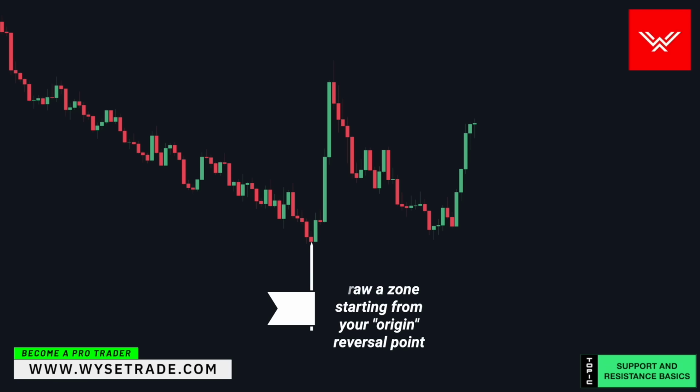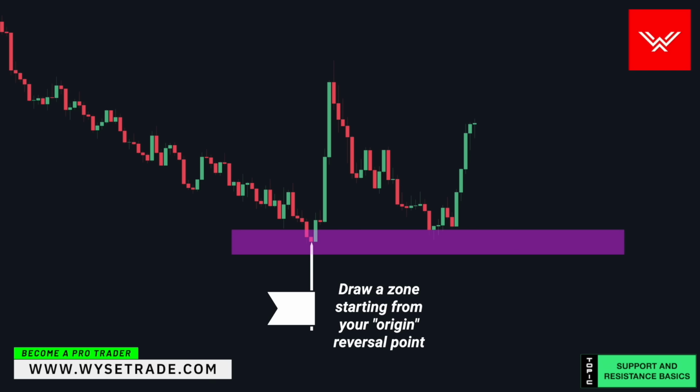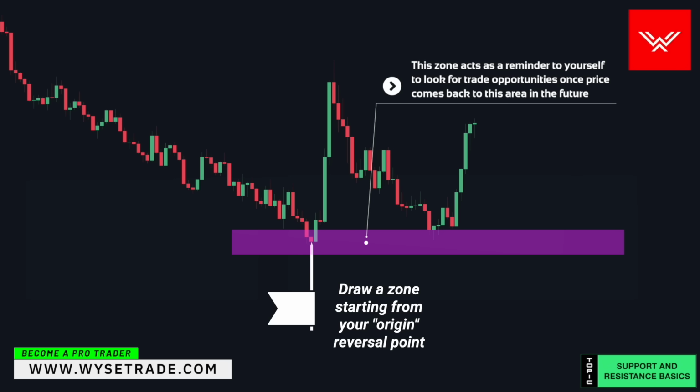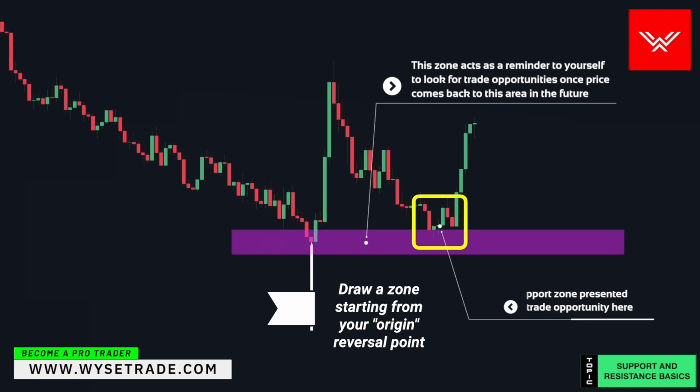You again draw a rectangle zone from where the last reversal occurred and stretch it far out to the right. This zone then acts as a reminder to yourself to look for trade opportunities once price reaches this area, such as right here, which presented a long trade opportunity.